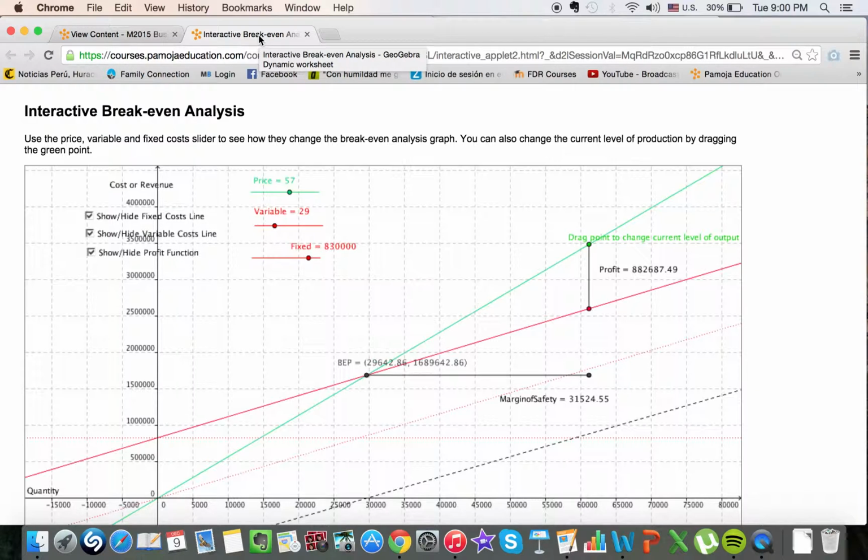So, in this diagram, we can see several lines. I'm gonna start by explaining what each line represents. So, first of all, we have the green line, which represents the total revenue curve.